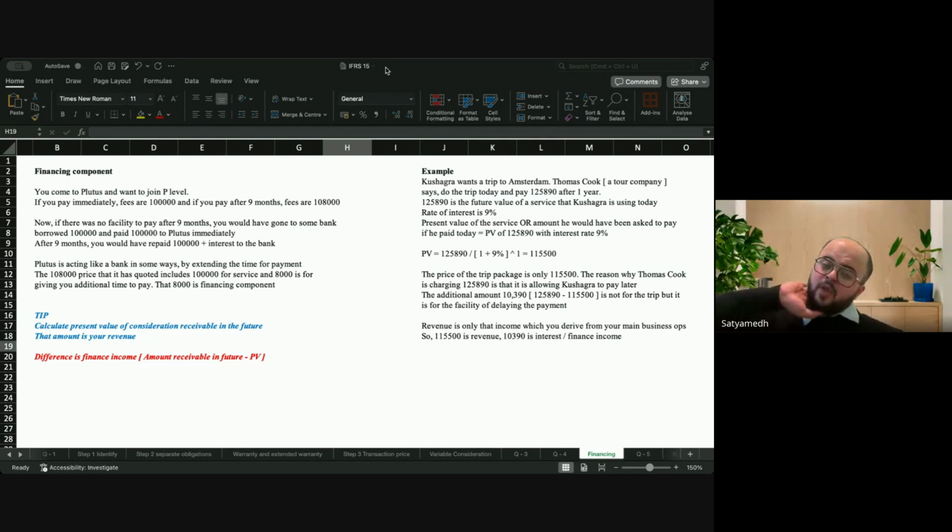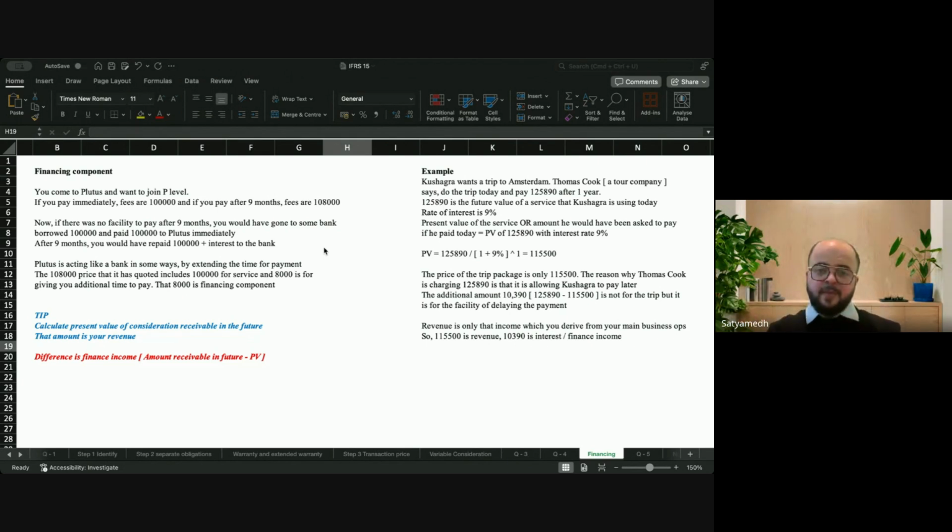Okay, so revenue is basically income from the main business activity, correct? So, in this case, as you can observe, the entire 125,890 is not for the main business activity. Only the smaller amount of 1,15,500 is for the main business activity of travel and tourism. The remaining amount is for the facility of delaying the payment.